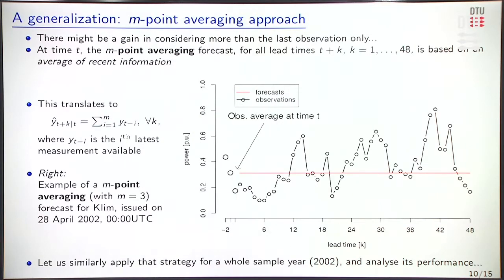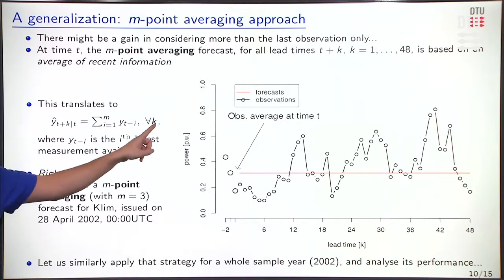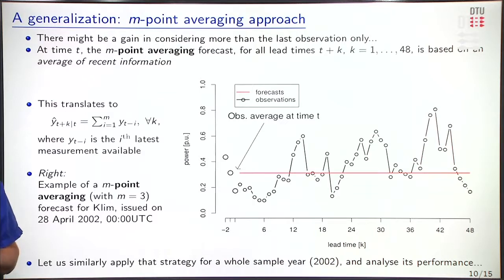Now we can generalize that idea, and instead of taking the last measurement only, we could consider an average of the last m measurements. So it's called the m-point averaging forecast, and we're going to apply this strategy here. In practice, this translates to saying that the forecast y hat t plus k given t is the average of the last m power observations, and then we use this average for all lead times in the future.